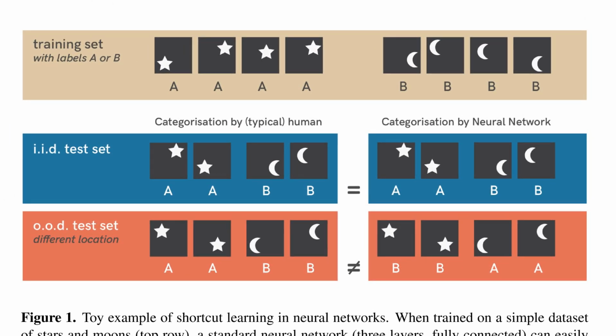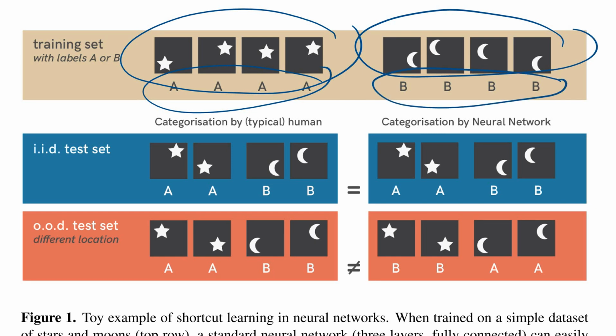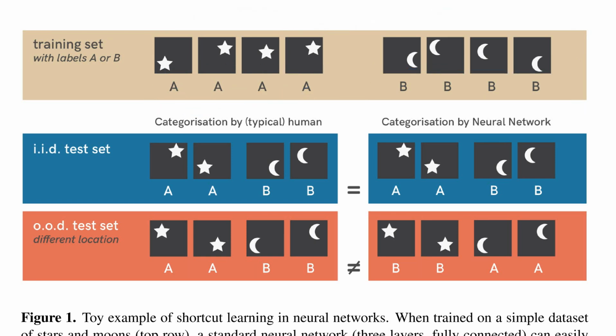In this case, you can see you have a training set of images, and the training set is these 4 images here, along with these labels, and also these 4 images along with these labels. So you can think you can train a machine learning model. Let's say you have a bunch of those, and then you're going to test them on the IID test set, on this test set.